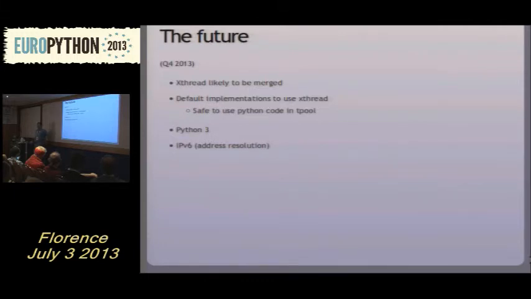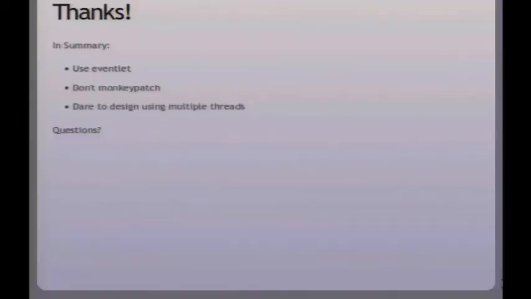Currently, Eventlet is only Python 2.7 as well. Again, we're hoping to port it to Python 3, so we will eventually get there. And then the IPv6 stuff is mostly alright. It's just address resolution, really. And that was mostly it.